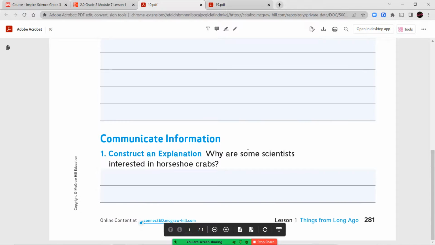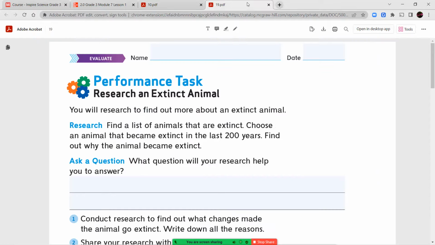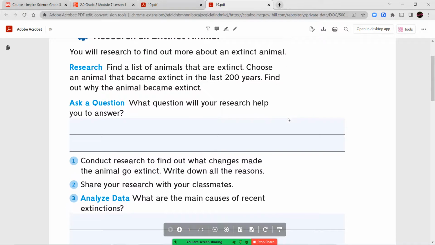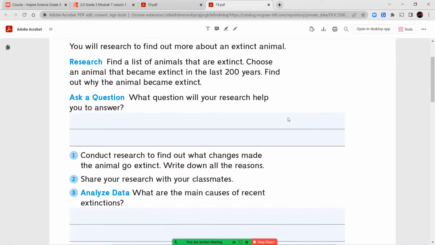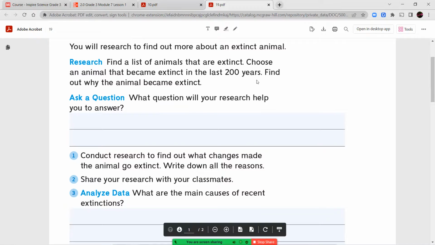And then down here for communicate information, number one says construct an explanation. Why are some scientists interested in horseshoe crabs? So give me at least one reason why you think they're interested in them. Next, you will research to find out more about an extinct animal. So find a list of animals that are extinct. Choose an animal that became extinct in the last 200 years. So something that was extinct fairly recently.